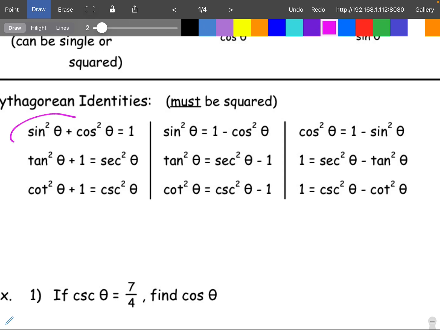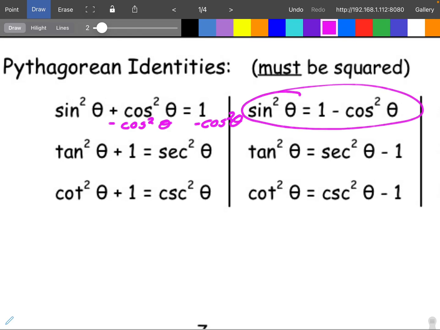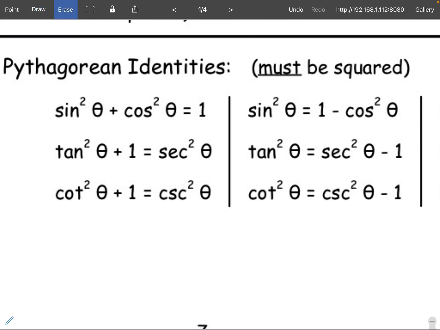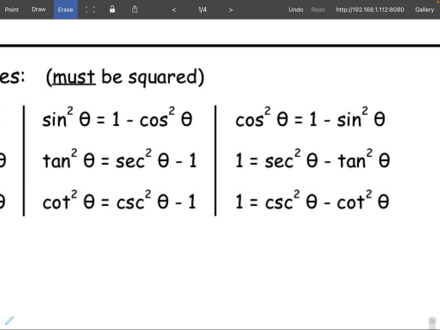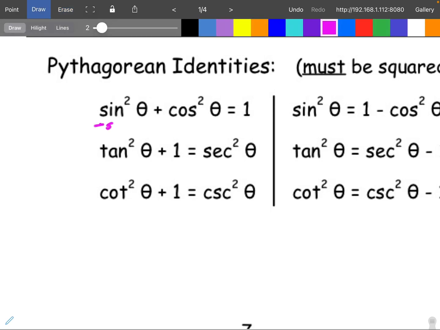So if we take this first one, which is probably our most used Pythagorean identity, and we try to modify it a little bit, if I subtract cosine squared theta from both sides, then we end up with this right here. So it's just a variation of that original one. Then if we look at the third one in that row, that's that original Pythagorean identity, but this time I have subtracted sine squared theta.